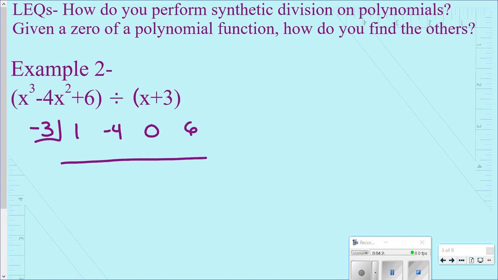If you don't, you will get the division problem wrong. So just be careful of that. So 1 comes down. 1 times -3 is -3. Add is -7. -7 times -3 is positive 21.